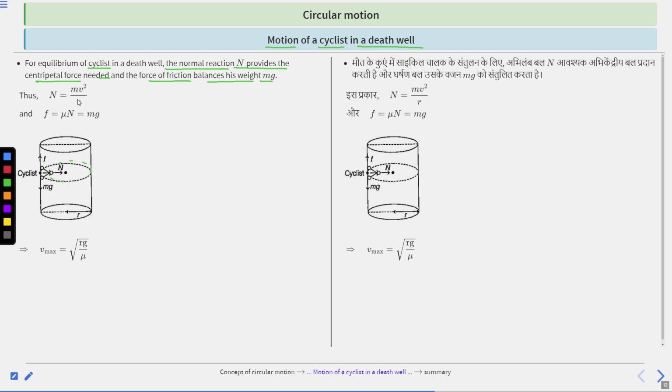So N equals mv square by r. So f equals mu N, where mu is the coefficient of friction, and N is the normal reaction, which is equal to mg. So the maximum speed v is equal to under root rg by mu. Clear? Maximum speed is under root rg divided by mu.